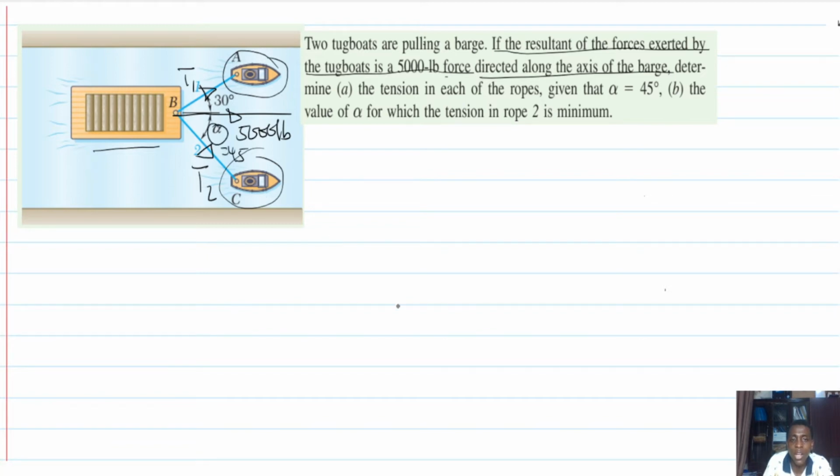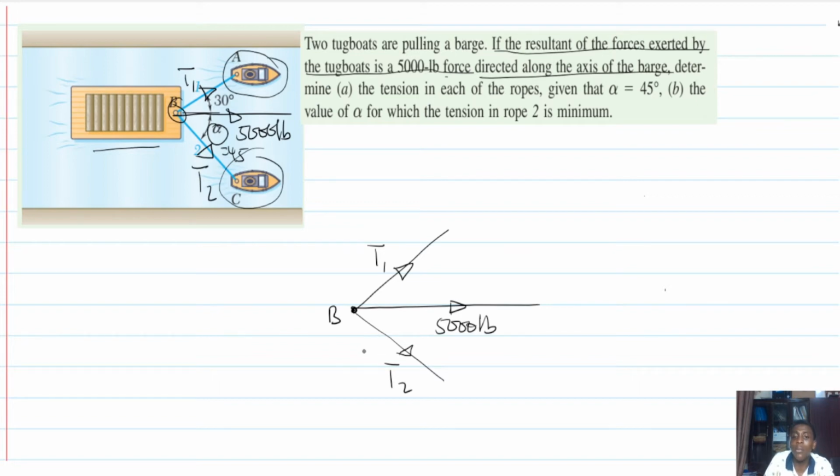All right, let me try to draw it well. So I have a point here, which I am calling point B. Now I have a tugboat, and the tension in this one is, let's say, T1. Then I have another tension here, which I'm calling T2. Now we are told that the resultant force is horizontal, in this direction, and it's given by 5,000 pounds. Our task is to find the tension T1 and the tension T2.